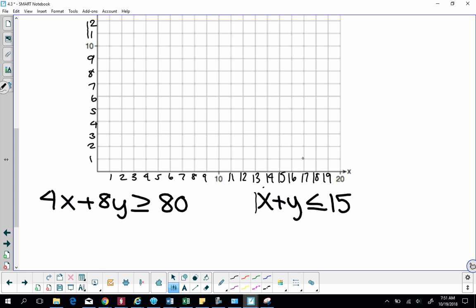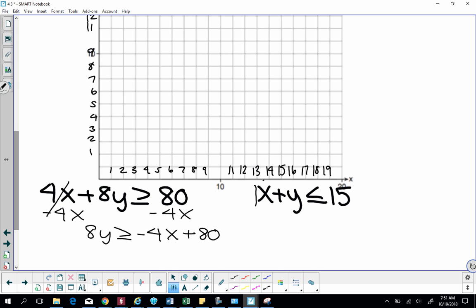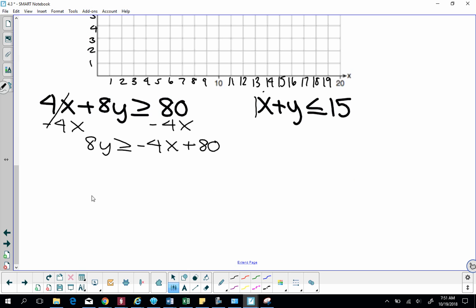Okay, so for this, the first thing you should have done was subtract 4x on both sides and get 8y is greater than or equal to negative 4x plus 80. Then what do you do? Divide. Does the sign flip? No, because are we dividing by a negative coefficient? No. So I'm going to divide each term by 8.